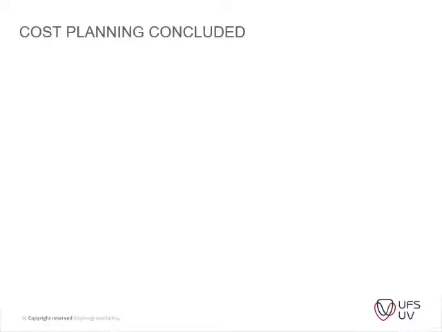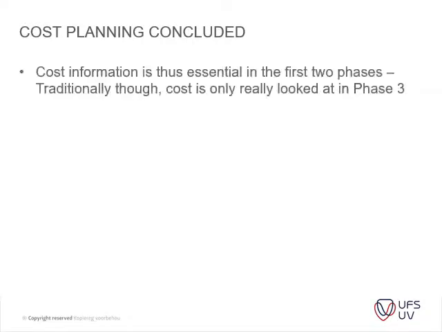Okay, so looking at cost planning concluded, and the conclusion of this section. Cost information is thus essential for the first two phases. Traditionally, though, cost is only really looked at in phase three. It's usually dependent on the emphasis from the client or the QS or the project manager on how the cost is looked at in the beginning of the project.